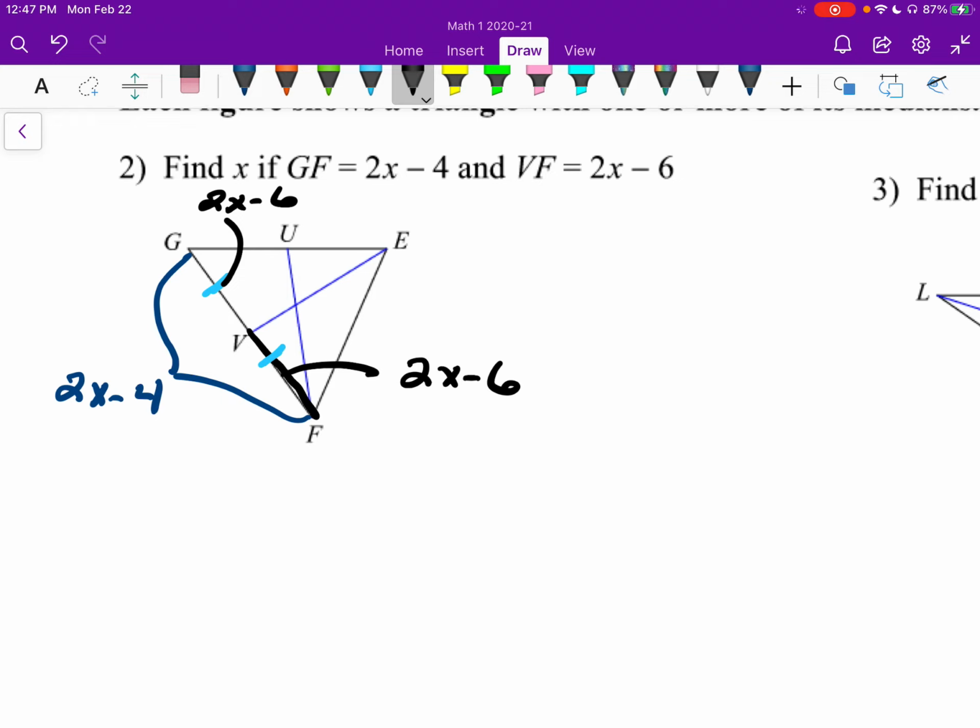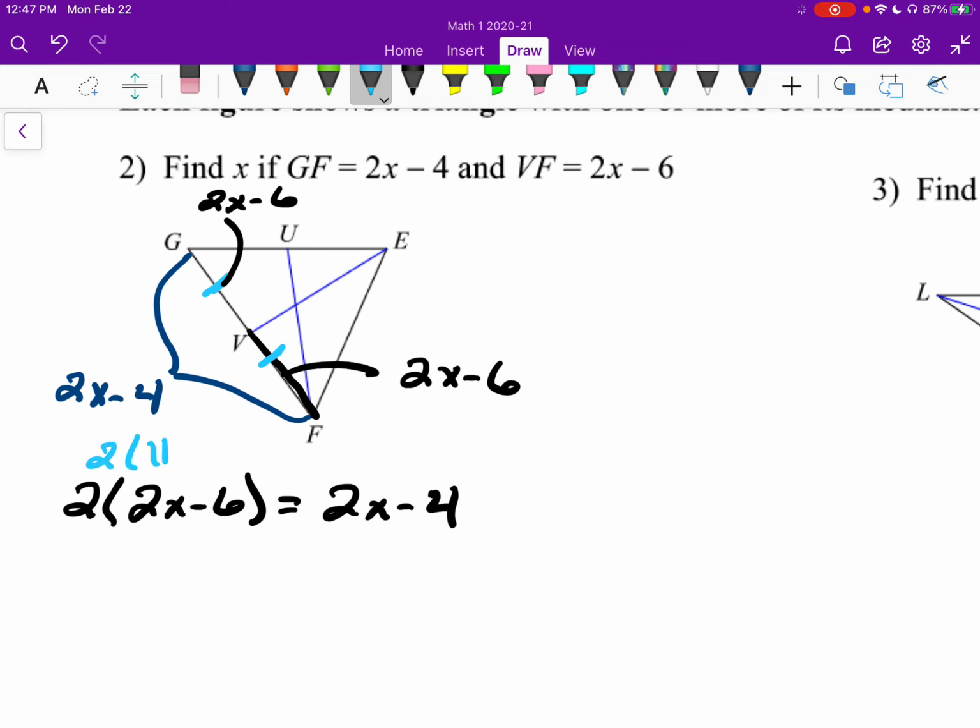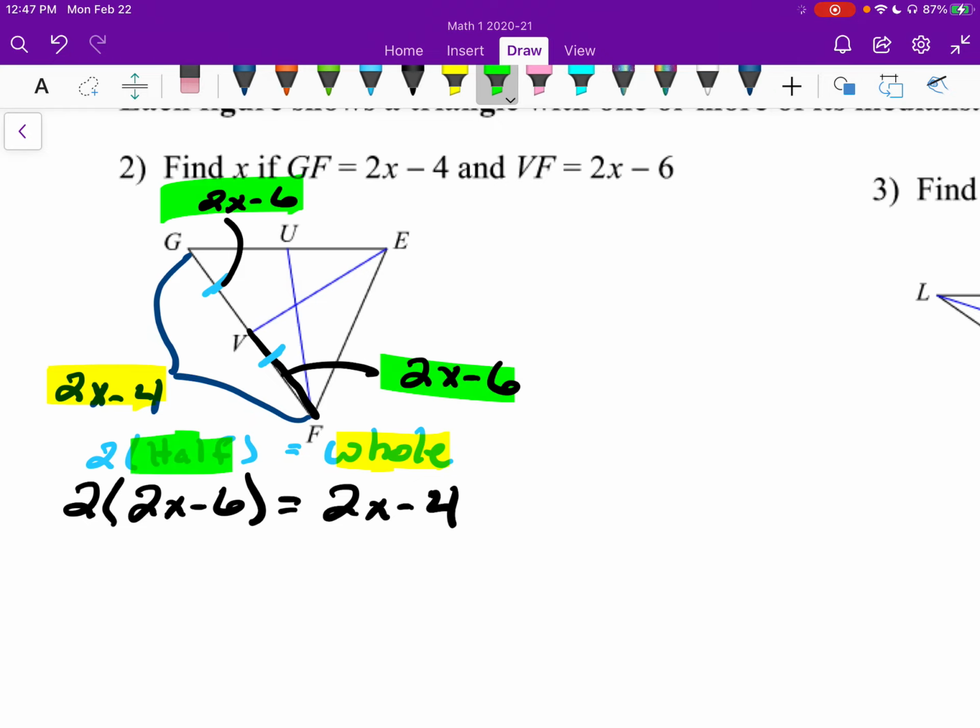So one way I could write this is I'd say, well, 2 times 2x minus 6 is equal to 2x minus 4. Right? This is the 2 times the half equals the whole. Right? That's one way to think about that, where this is the whole and these are the halves.